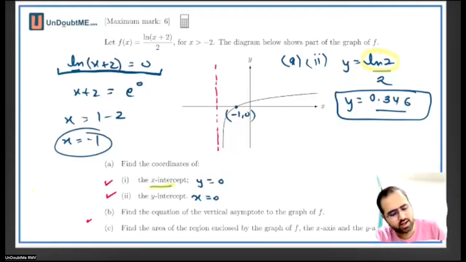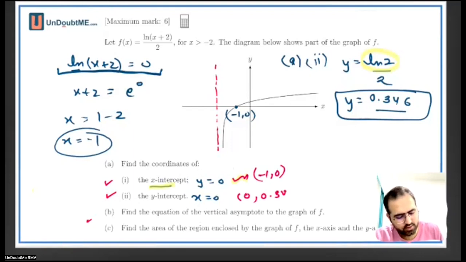Make sure you are writing the answer in the form of coordinates. So the first answer will be (-1, 0), and the other answer will be (0, 0.346). 0.346 can also be written as 0.35, but we can keep the answer in 3 significant figures, so 0.346 is also okay.